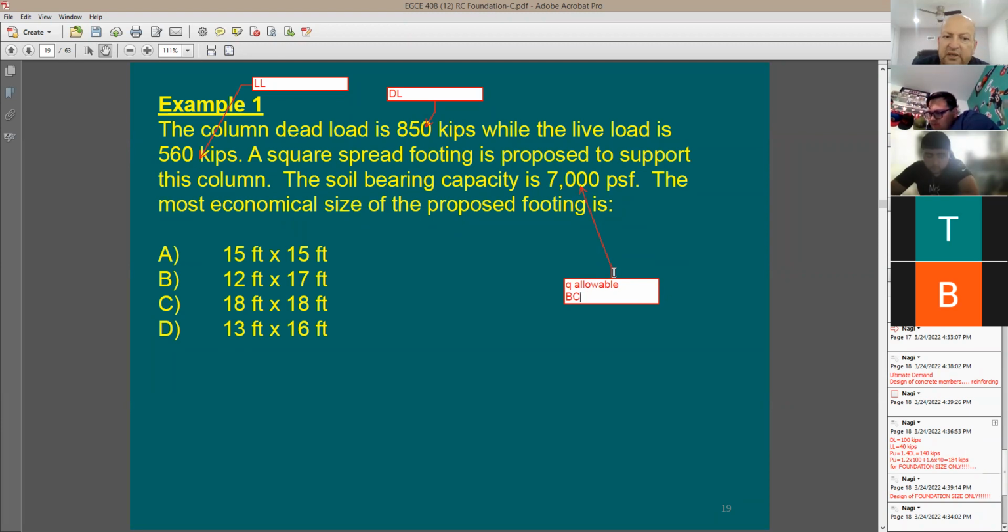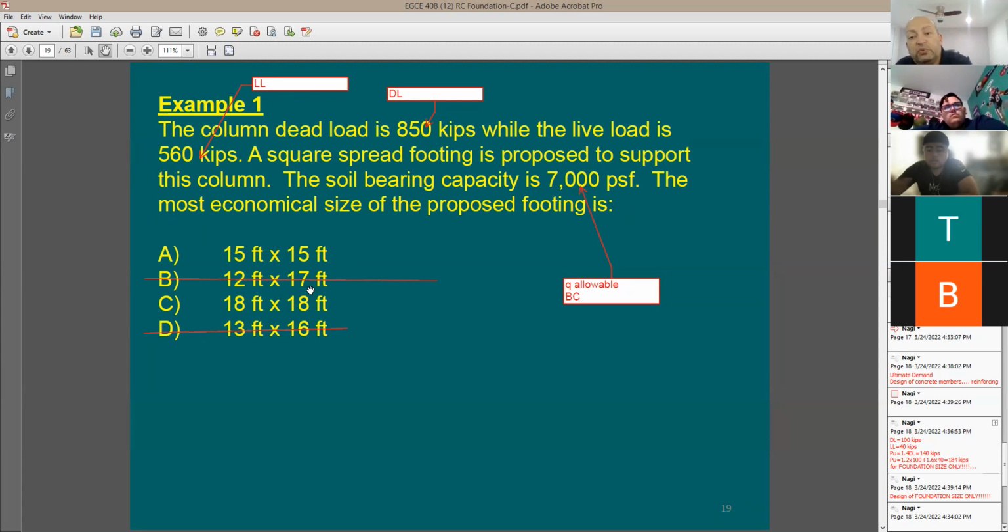It says here, the most economical size of the proposed footing is... It says here square footing. Would you go by 12 by 17? Is this going to be a good answer? No, it's not a square footing. 13 by 16 is not a square footing either. So actually I have two sizes to work with, 15 by 15 or 18 by 18.